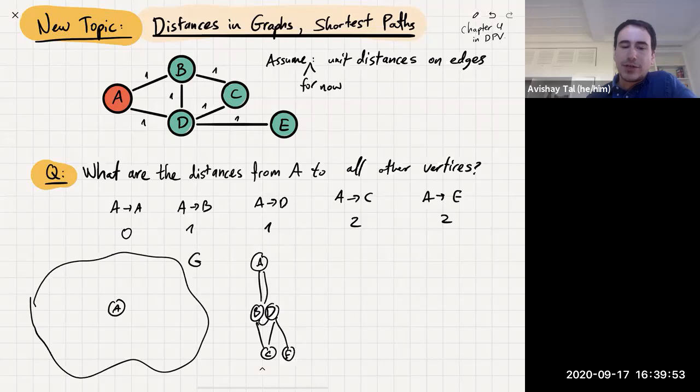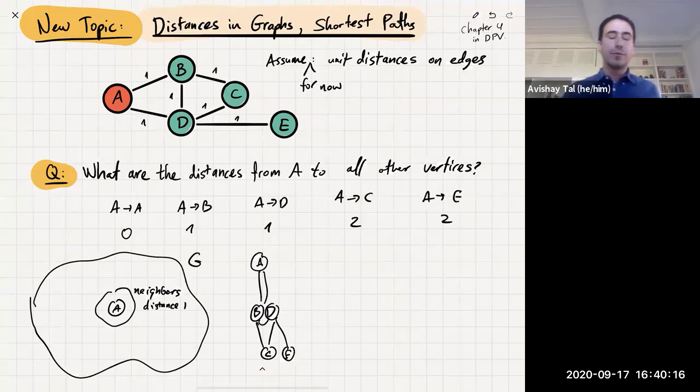Which are the vertices of distance 1 from A? Okay, so maybe you have a good answer for that. Right, it's just all the neighbors of A. Okay, so now these are all the neighbors. They would be of distance 1. Who will be the vertices of distance 2 from A? Well, it's like in Facebook, right? It's the friends of your friends.